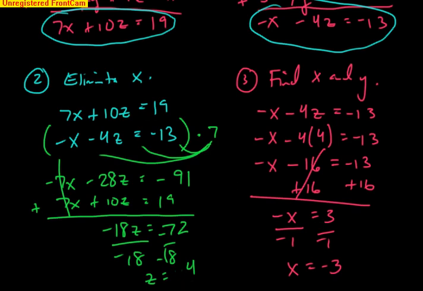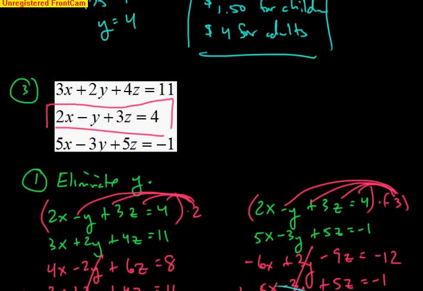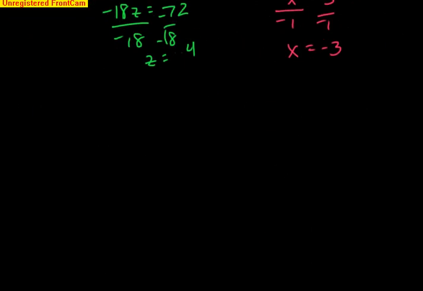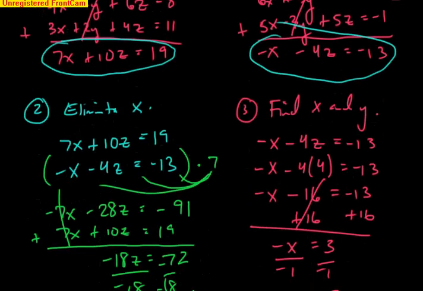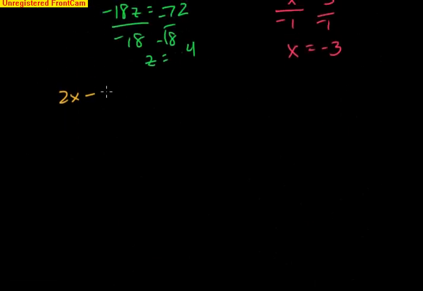So now we have x and z. Now I need to go back up to the original problem, the boxed equation: 2x minus y plus 3z equals 4. I'm going to write that down. Let's see if I remember it. 2x. Nope, I don't. Got to go back up. Minus y plus 3z equals 4. 2x minus y plus 3z equals 4. And I plug in z and x into this equation.